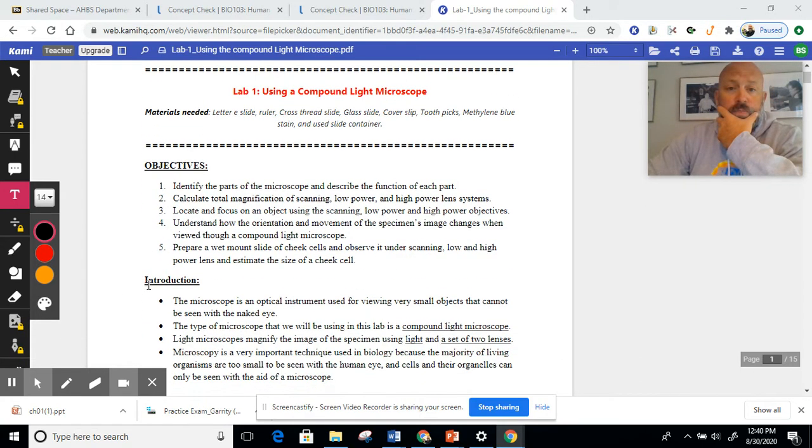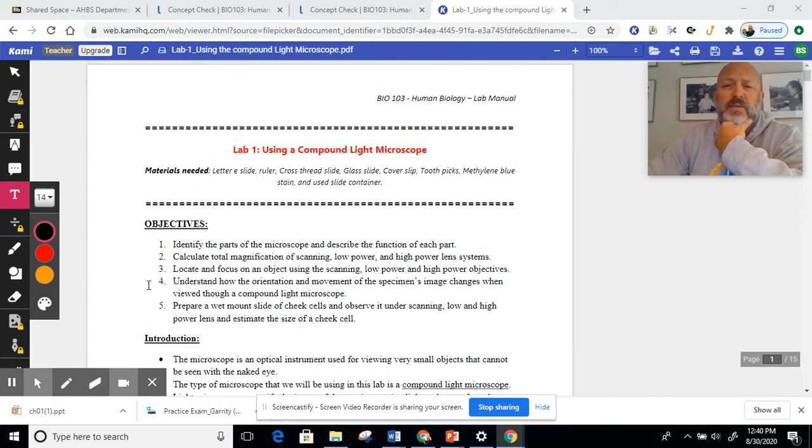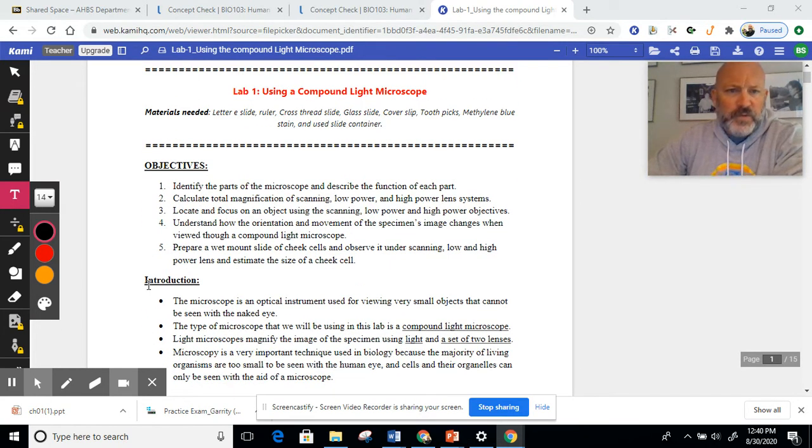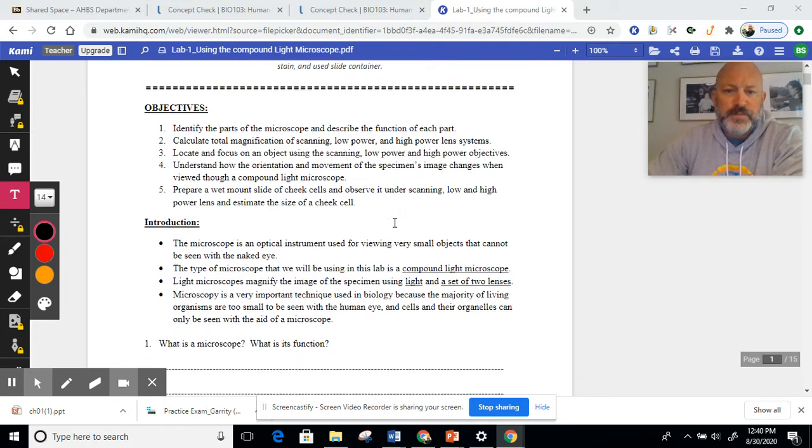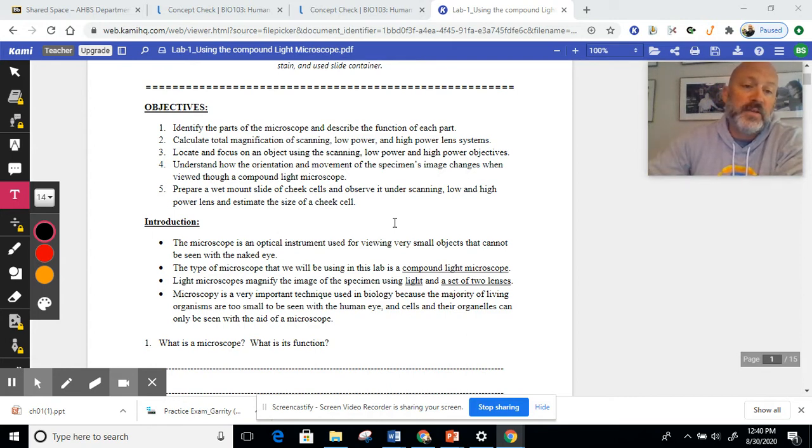All right, so the first lab is lab 1, using the compound light microscope. If we look at some of the objectives, it's going to be identifying some of the parts, describing the functions, looking at total magnification using 3 different lenses, figuring out how to focus on objects using the 3 different lenses, understanding orientation, so moving the slide in different directions and seeing how the image moves as we move the slide. And then the last thing that you would do, if this class was to be performed in person, you would be preparing wet mount slides of your cheek cells.